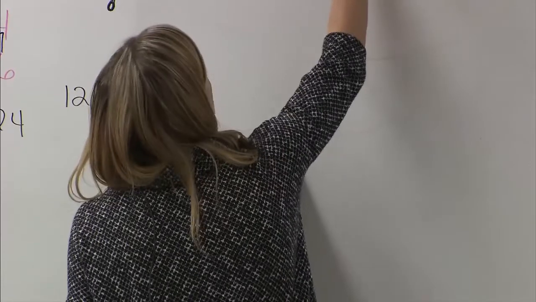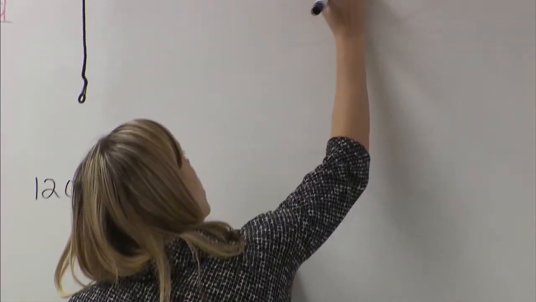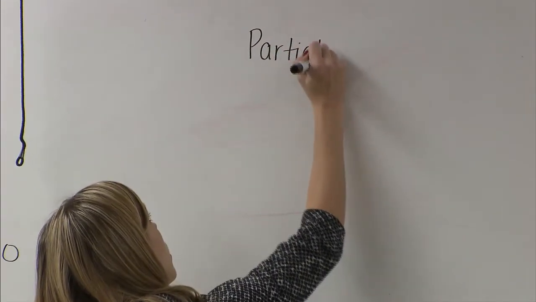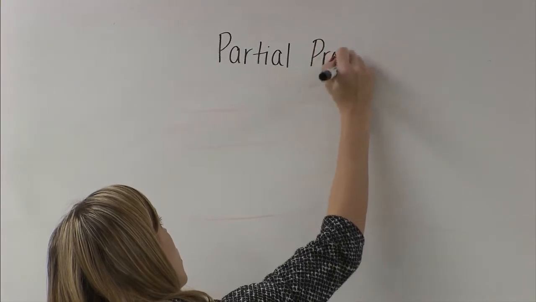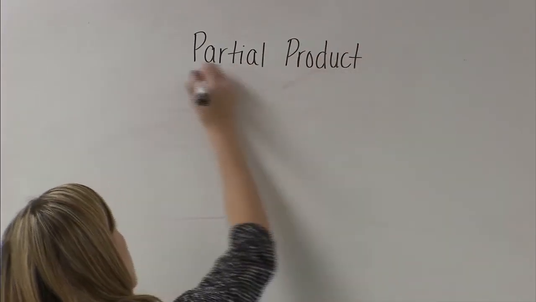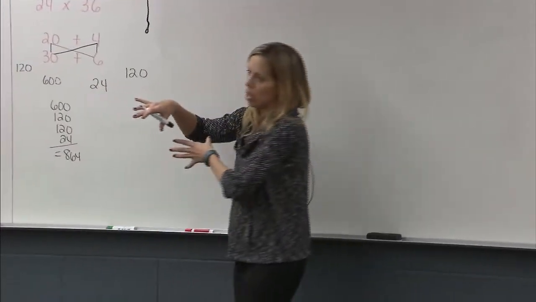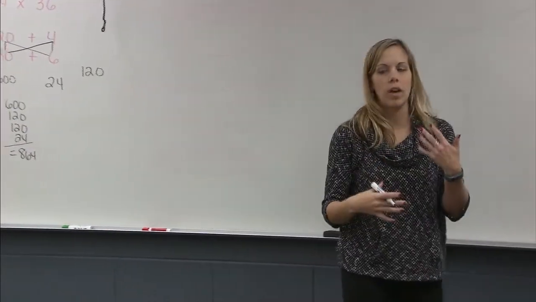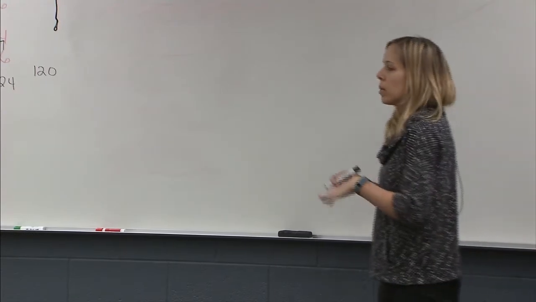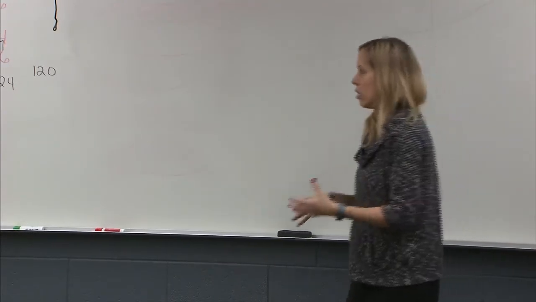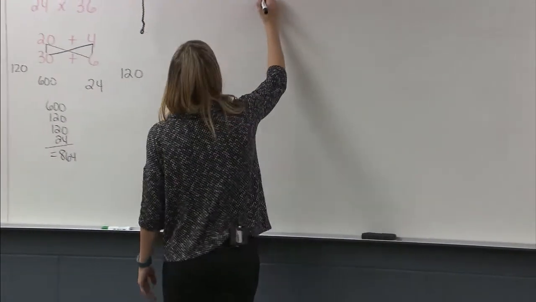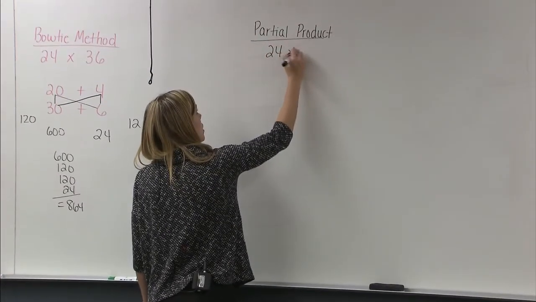Okay, next one is what we call partial product. And so this one would be where we're moving students away from the array method. We're still using that same idea of emphasizing place value, but now we're getting more toward the standard algorithm. So again, we'll look at 24 times 36.